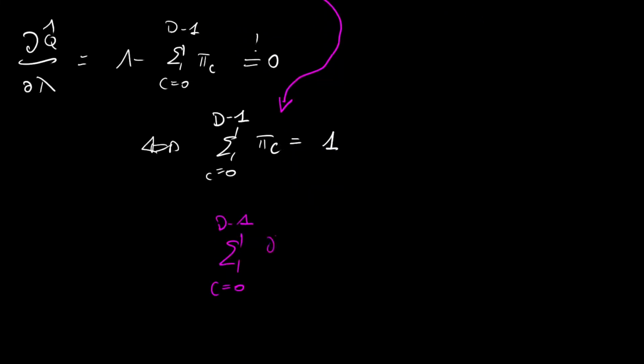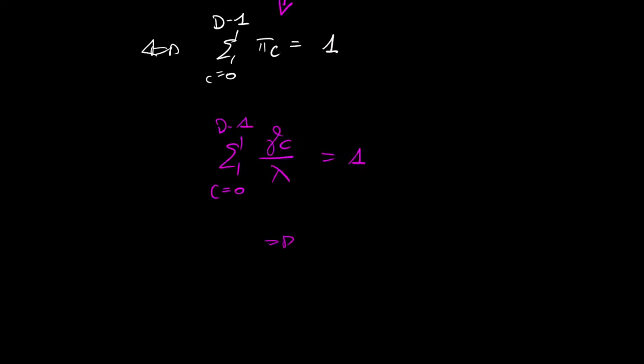So we have the sum over gamma c divided by lambda is equal to 1. Well, lambda does not depend on the index c. So in essence, this is identical to saying lambda is the summation from c = 0 to capital D minus 1 over gamma c. And now what will this be?